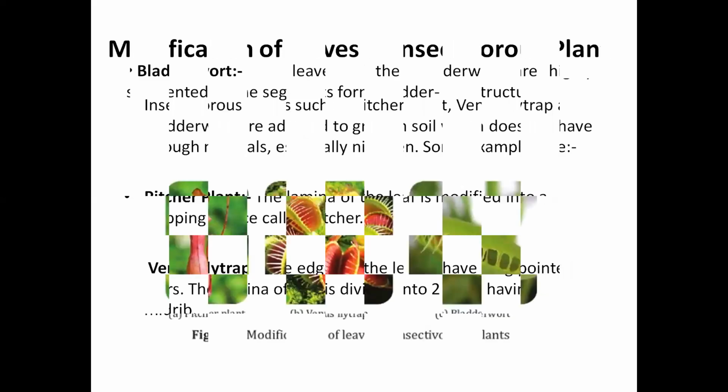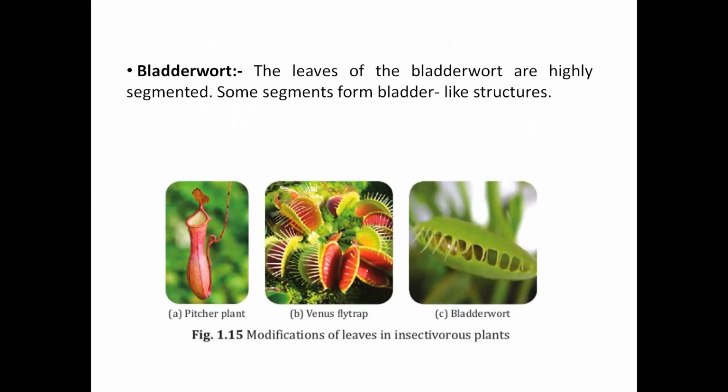Next is bladderwort. The leaves of bladderwort are highly segmented. Some segments form bladder-like structures. When an insect enters through the opening, it gets trapped and digested by the juice secreted by the leaves. So you can see here figure 1.15, all the examples which I explained, pictures are there: pitcher plant, Venus flytrap, bladderwort. So you can easily see how the insect gets trapped in it.